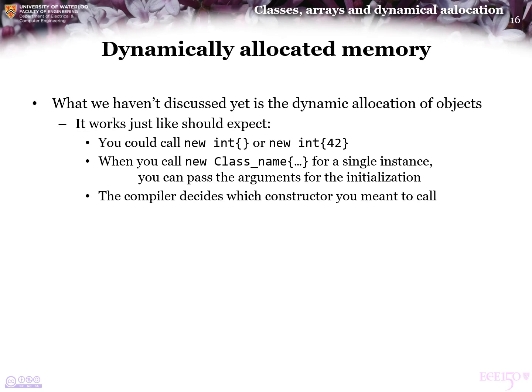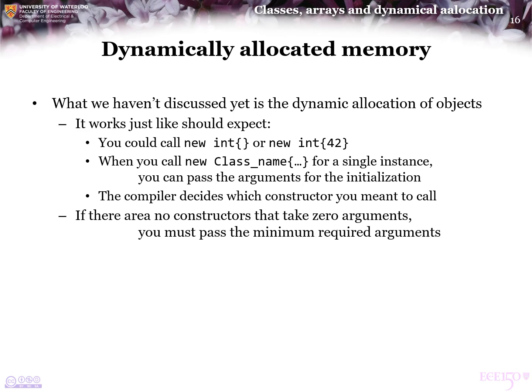The compiler will, of course, decide which constructor you meant to call based on the type of the initial values you pass. If, of course, there are no constructors that take 0 arguments, you must pass the minimal number of required arguments.